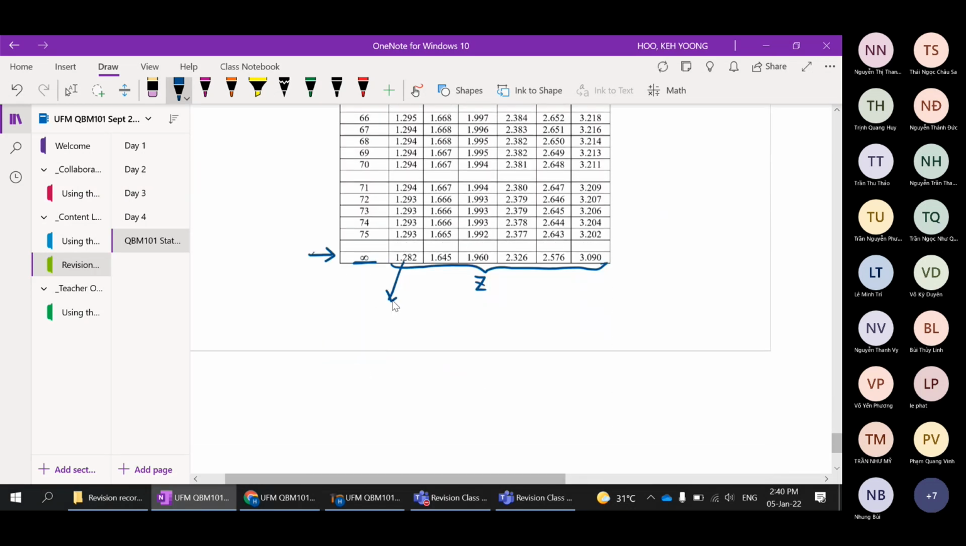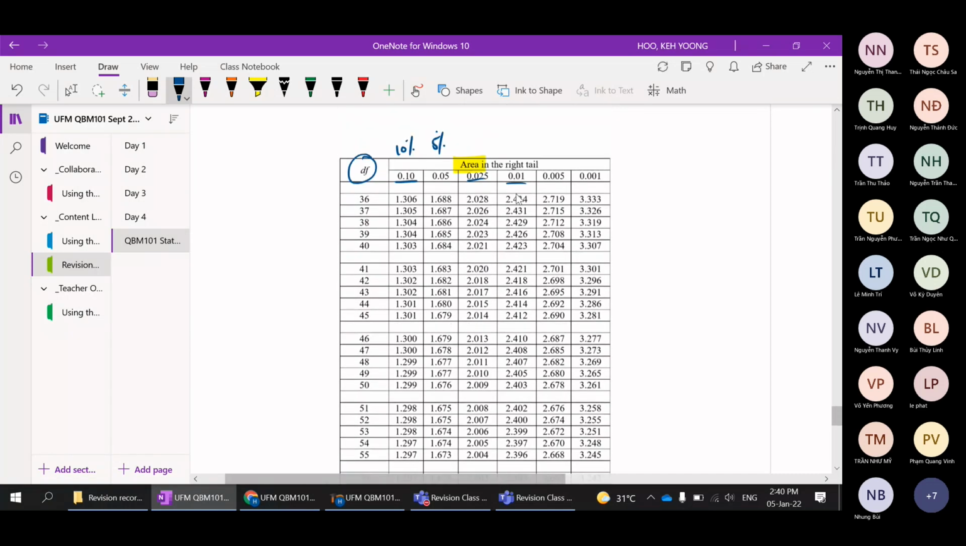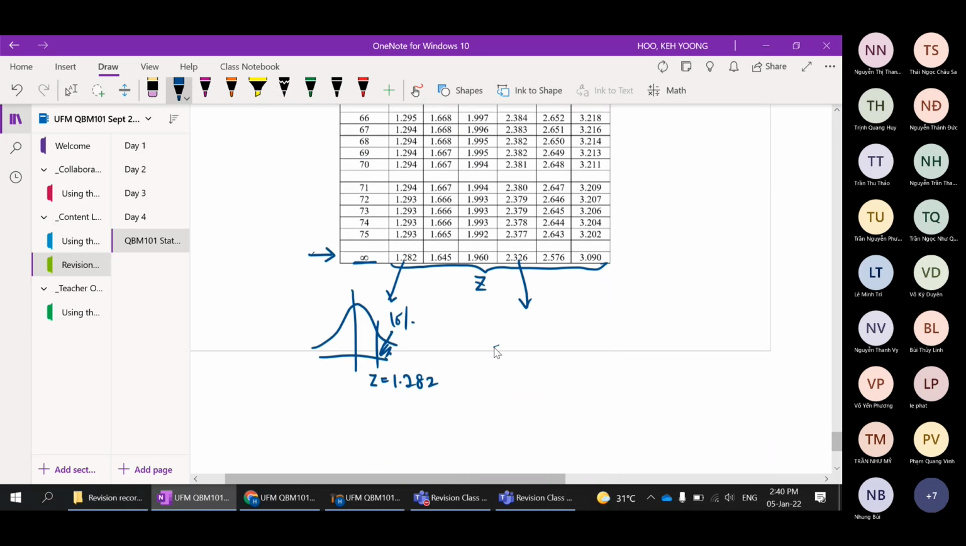So for the first one, if the area is 10%, the Z value for this is 1.282. If, let's say, this one is 2.326, the area is 0.01, meaning 1%. So if you know that the probability is 1%, the Z value would be 2.326.